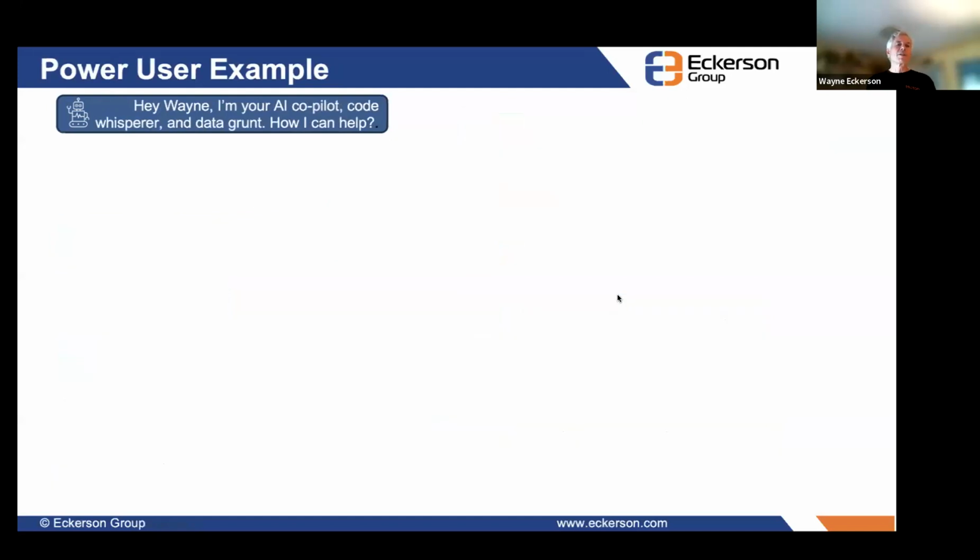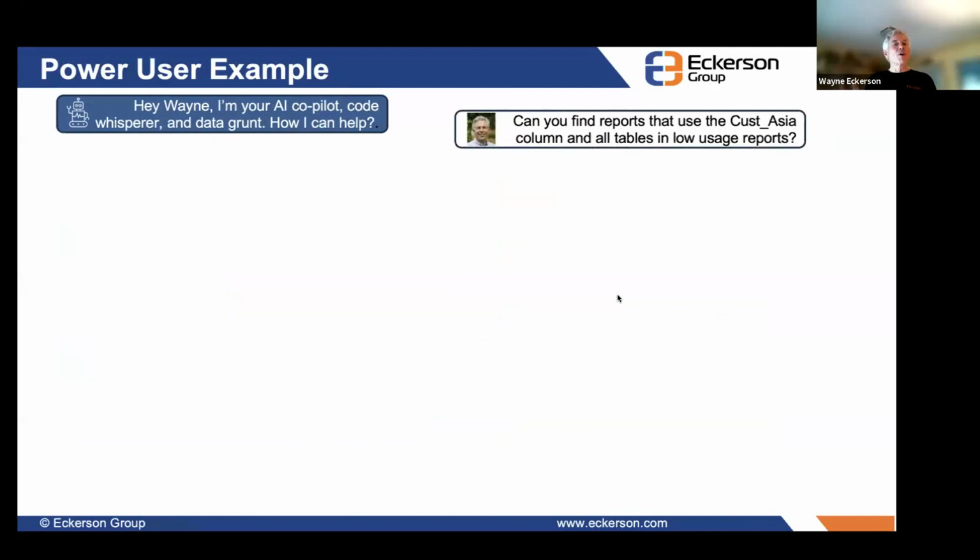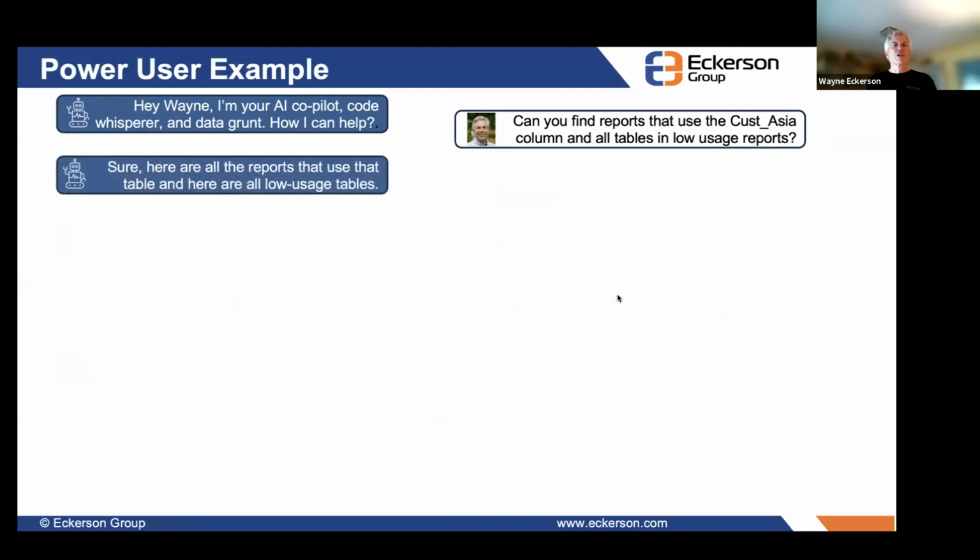How about for power users? All right, here's an example. Hey, Wayne, I'm your AI co-pilot, code whisperer and data grunt. How can I help? Can you find reports that use the cust_Asia column, as well as all tables in low usage reports? Well, sure. Here are all the reports that use that table, and here are all low usage tables.